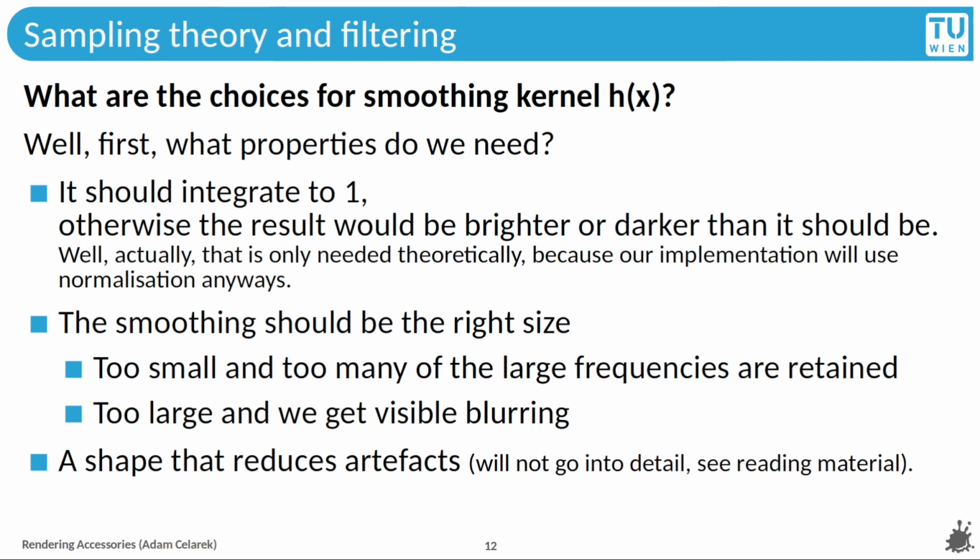Obviously, the kernel shouldn't be too small or too large. In the first case, we wouldn't fix the reconstruction problem, or in the second case, we would lose too much detail. And finally, we need a good shape. Depending on the shape, some artifacts might appear. Different shapes can create different artifacts, and it's generally a trade-off between these artifacts. But we won't go into much detail there, because we would need much more sampling and reconstruction theory, including the Fourier transform.